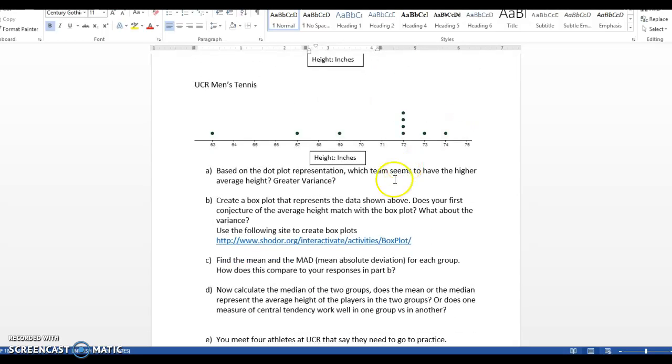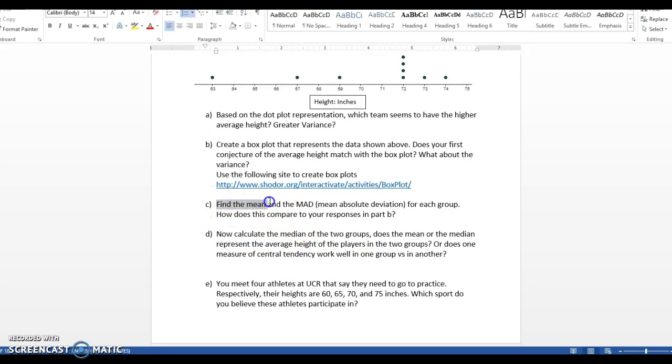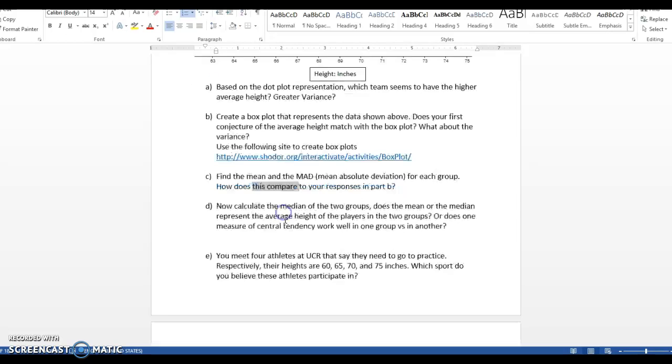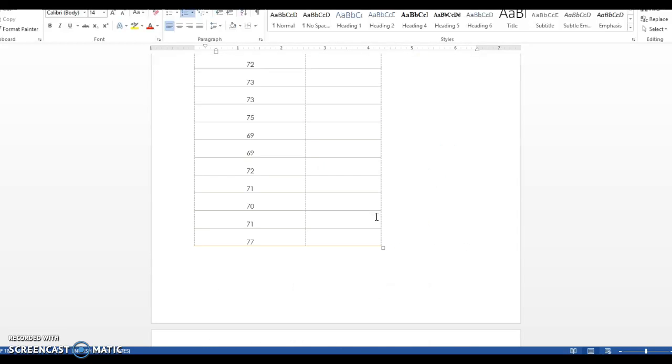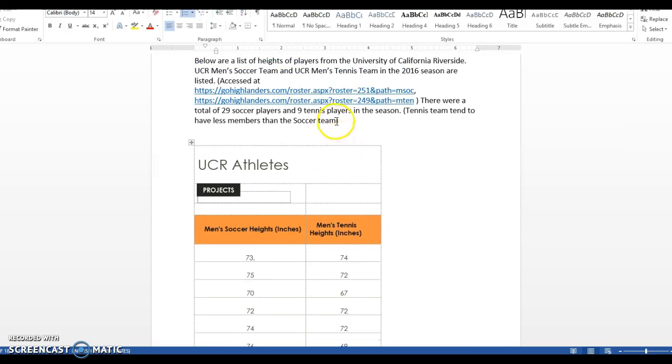However, in this question, when they start making the box plot, they start to see the means and the medians are actually very close and very similar to each other. So when it comes to these types of questions, find the mean and the MAD. How does it compare to your responses? Now calculate the median of the two groups. They're going to see that these values are very close to each other, despite the fact that their quantities are so different. As you can see, the quantities are significantly different in the 2016 roster sheet for UCR.